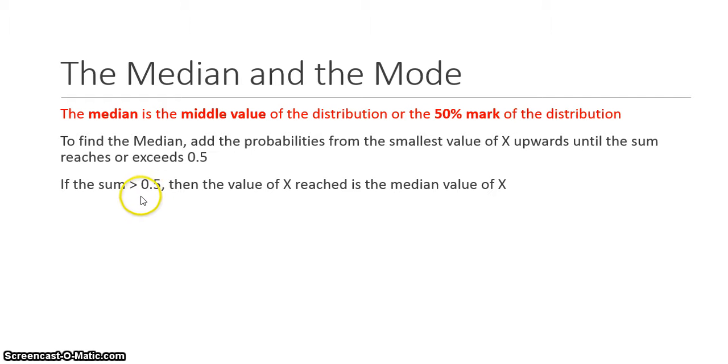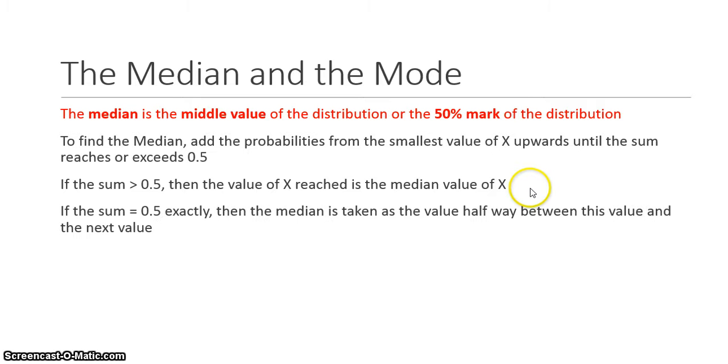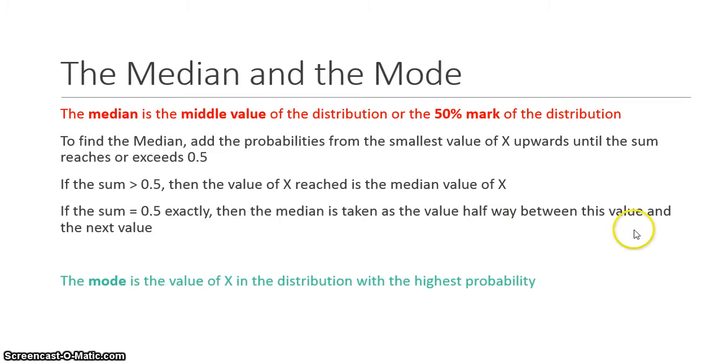If I get to a value of x and the sum is greater than 0.5, then the value of x reached is the median value of x. If I add my probabilities and find that I reach 0.5 exactly, then the median is taken as the value halfway between this value and the next value. The mode is simply the value of x in the distribution with the highest probability.